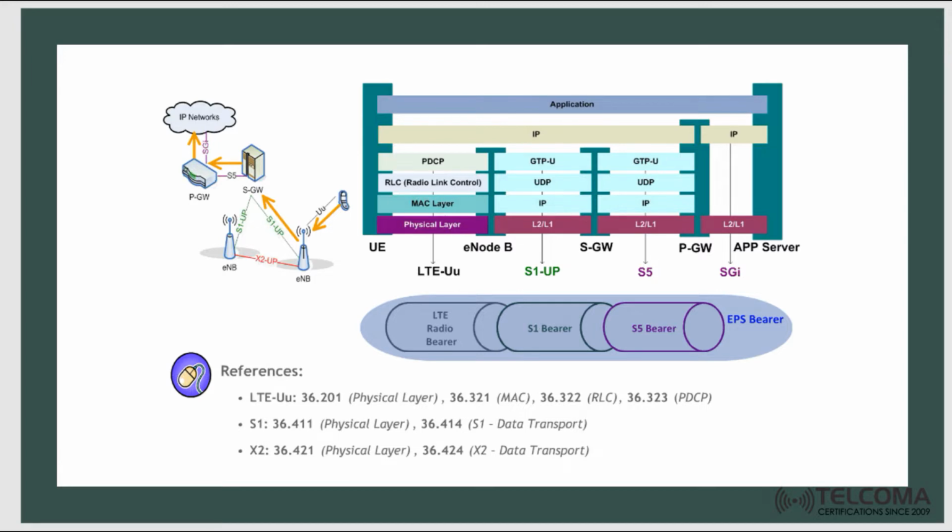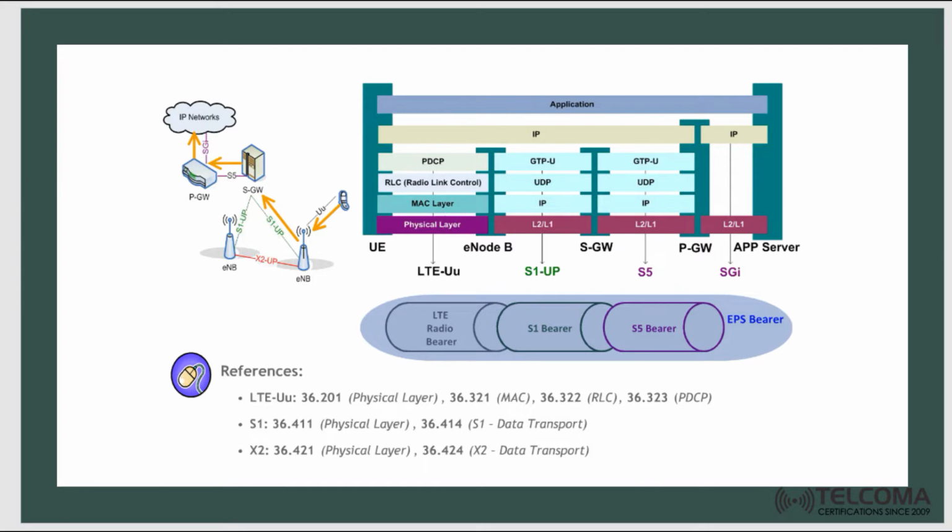As we see, the data is originating from the application layer at the top. Then comes the IP layer, and these IP packets are transferred to the PDCP layer in the LTE UU interface. Then the PDCP layer communicates to the RLC layer, radio link control layer. Then it communicates to the MAC layer. Then from the MAC layer, the data is transferred to the physical layer. This protocol stack from the PDCP layer to the physical layer is called the LTE radio bearer.